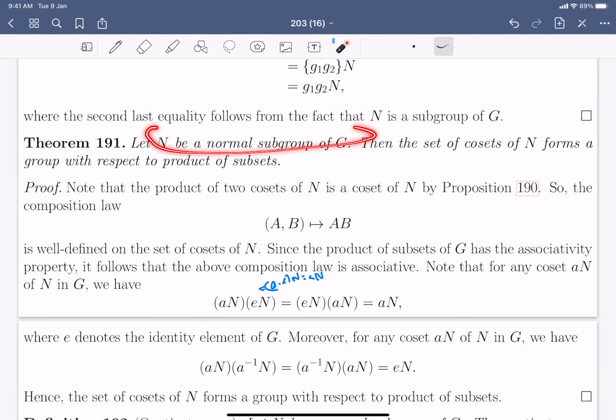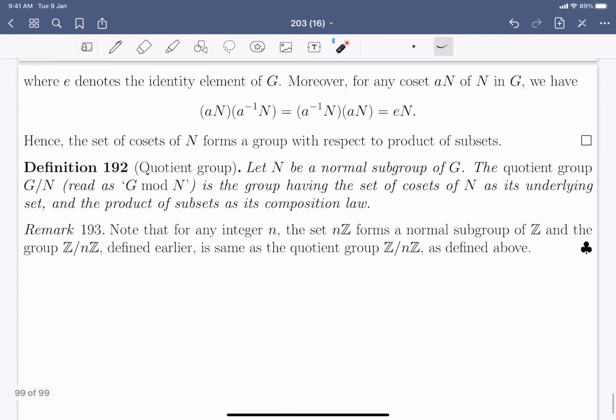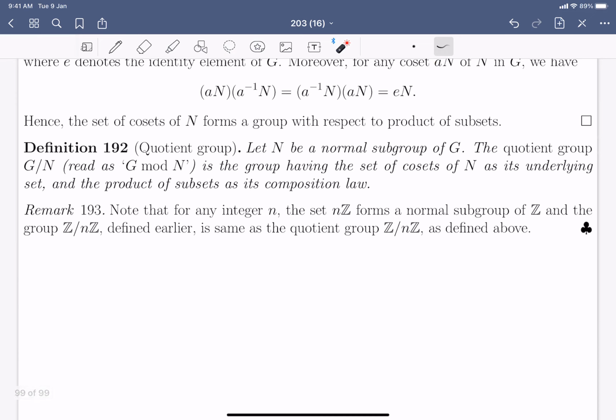Okay, if you start with a normal subgroup n of G, then the set of cosets of n, which forms a group with respect to this product of subsets, is called the quotient group. Most precisely, that is called the quotient of the group G by the normal subgroup n. So the quotient group G slash n is read as G mod n. Do not call it G by n or G divided by n or G over n. This is standard practice to call it G mod n, or G modulo n.